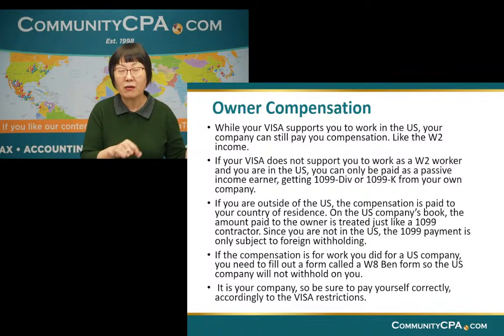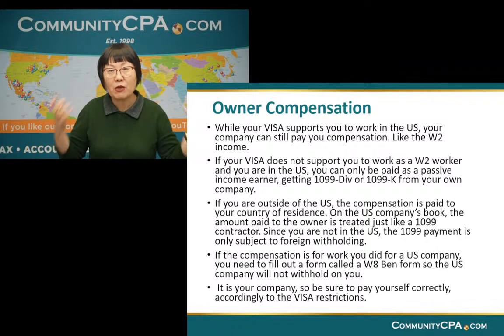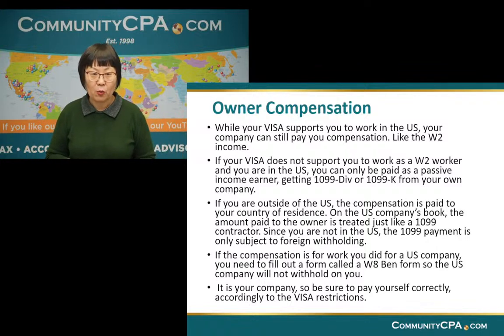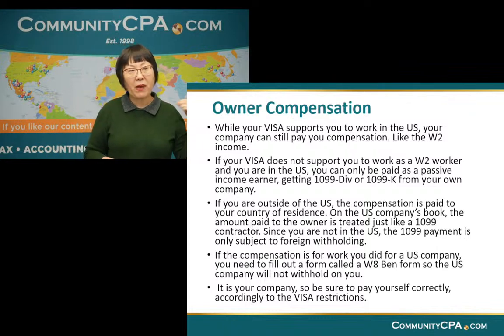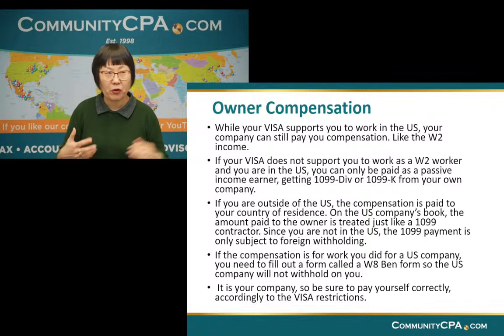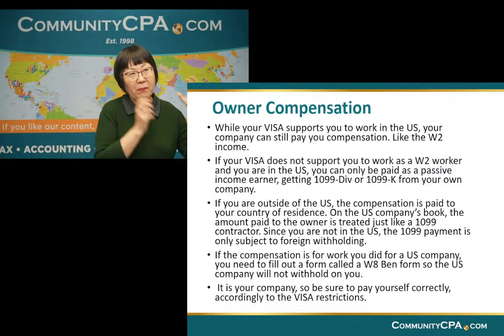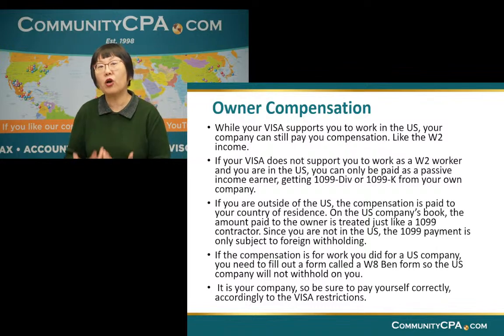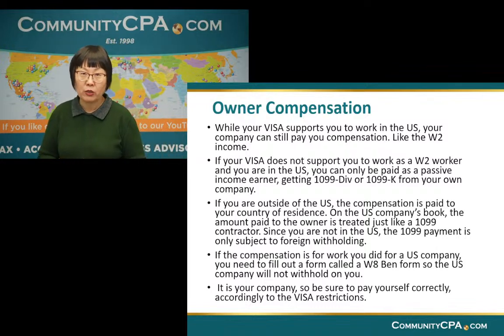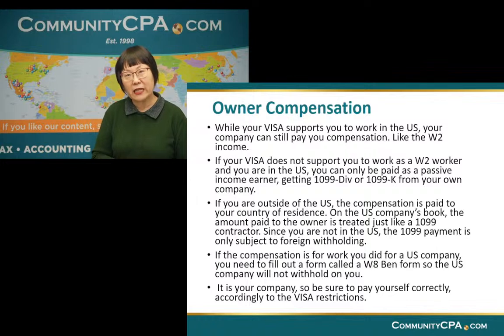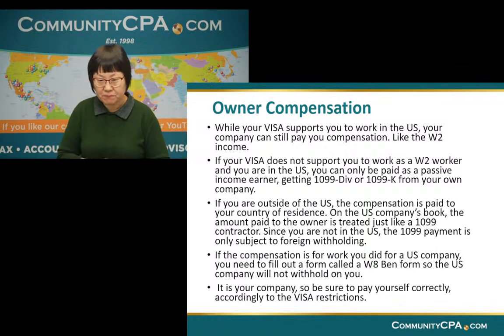and you have this company, you can only be paid as a passive income earner, which means dividend, which means passive K-1, right? So you're getting dividends and K-1 from your own company, from the passive activities, because you can't work to earn that money. It's not earned income, so you don't get a W-2. You get a 1099-DIV, you get a K-1, right?